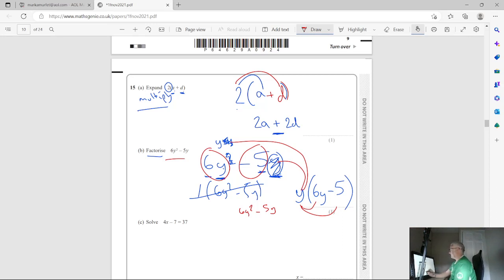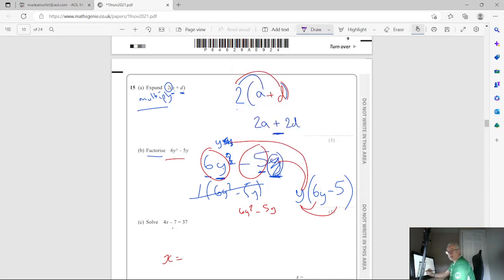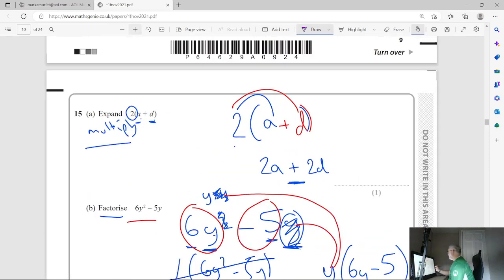Question C, solve. So I need to find the value of x. What does x equal? So first off, let's try and make it easier by getting rid of this 7. Let's just zoom in so it makes it a little bit clearer.